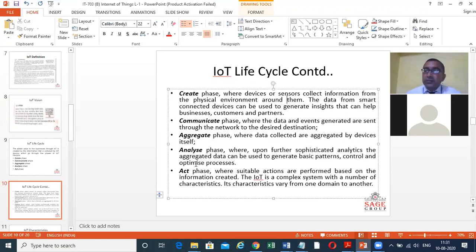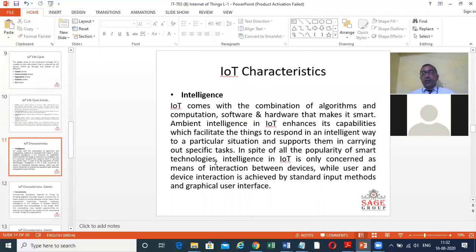So this was the analysis. The act phase means suitable actions are performed based on the information created. So these were the 5 phases of the IoT life cycle. Now next are the IoT characteristics, because we only have 10 minutes left now. IoT characteristics. You will rejoin so we can complete it.